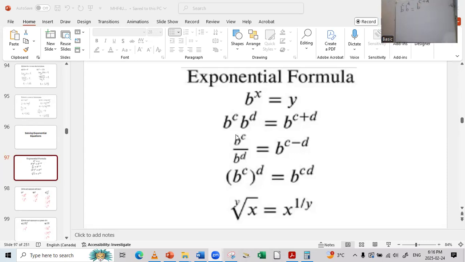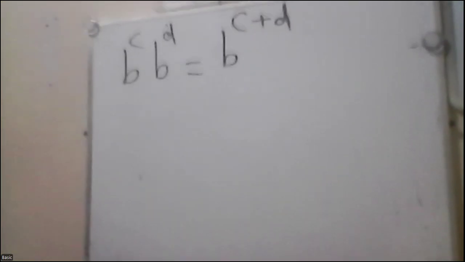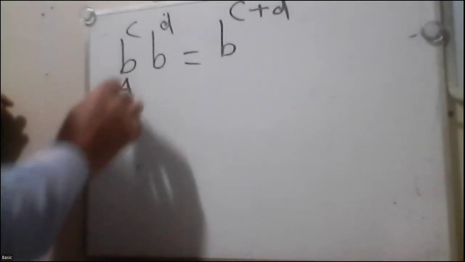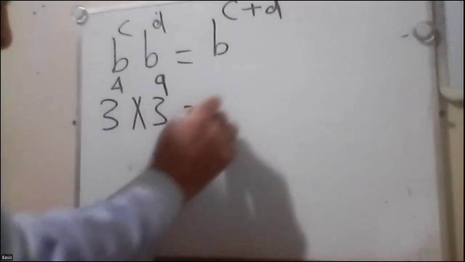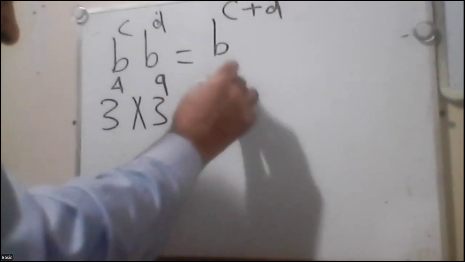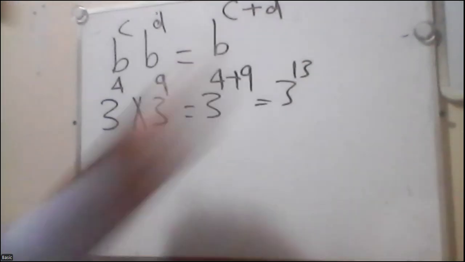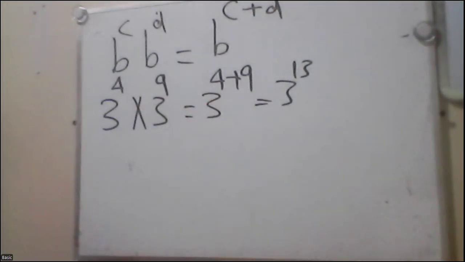Let me go for examples and let me stop sharing the screen. Let me say, as an example, 3 power 4 multiplied by 3 power 9. That will equal 3 power 4 plus 9, which means 3 power 13. So that means that 3 will be multiplied by itself 13 times. This is the meaning of the power.